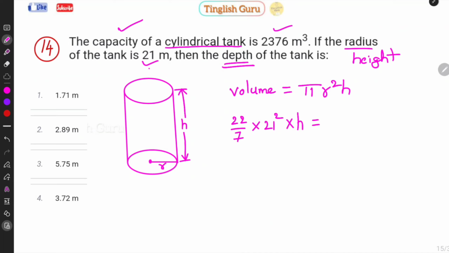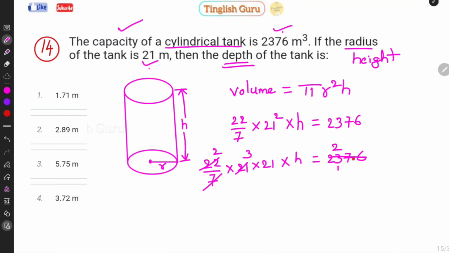h is equal to what value? 2376, as given in the question. Now, just do the calculation. So, 22 by 7 into 21, 21 square, I am writing it 2 times, and next into h is equal to 2376. 7 3s are 21, and 11 table: 11 2s are 22. Here also 11 2s are 22, carry will be 1, 11 1s are 11, carry will be 6, 11 6s are 66.